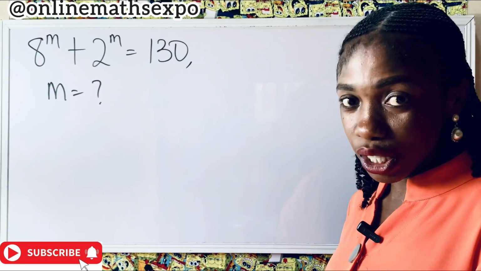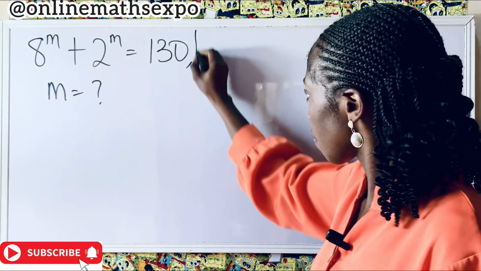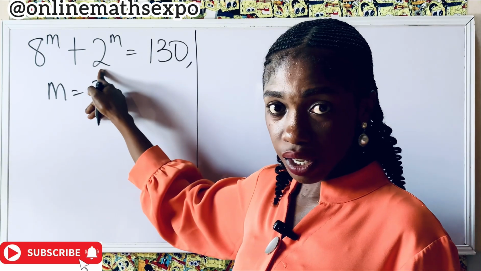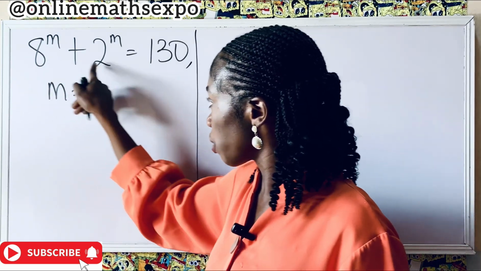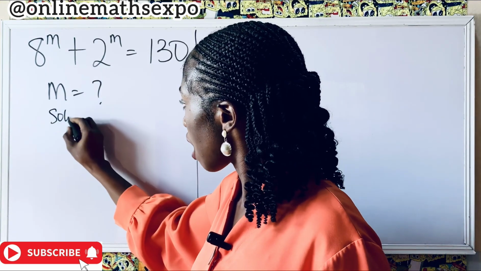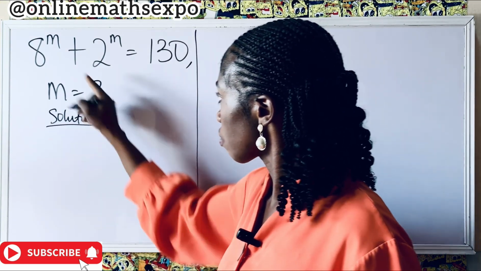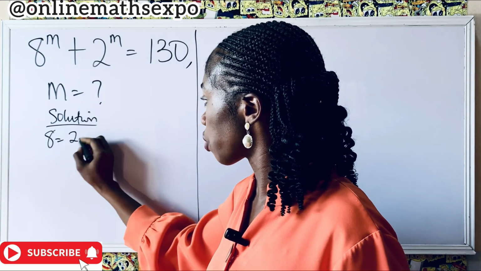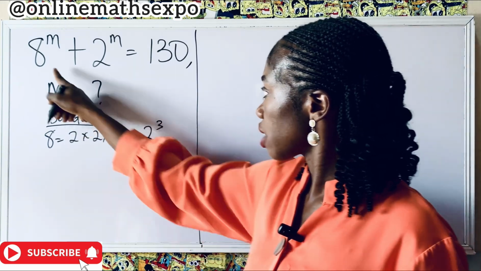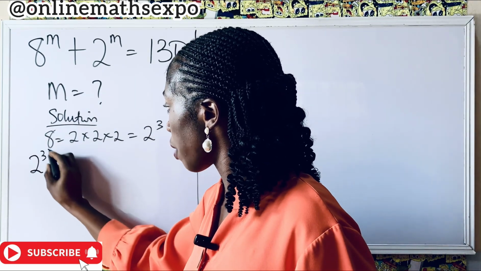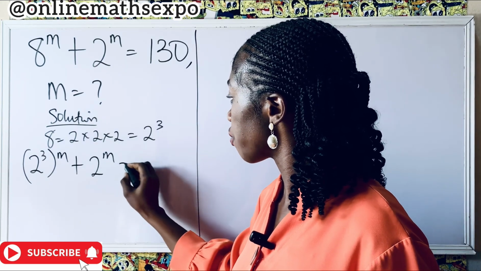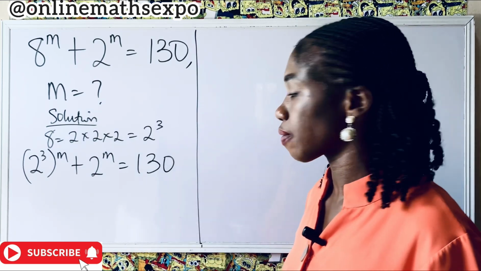So what you would simply do is, this is 8, this is 2 as base. Can we express this 8 to be in the same base with these 2? Yes. 8, let's have it as solution. 8 can be expressed as a product of 2s, okay, to give us this. So in that case, we can replace 8 as 2 to the power of 3, then to the power of m, plus 2 to the power of m is 130.